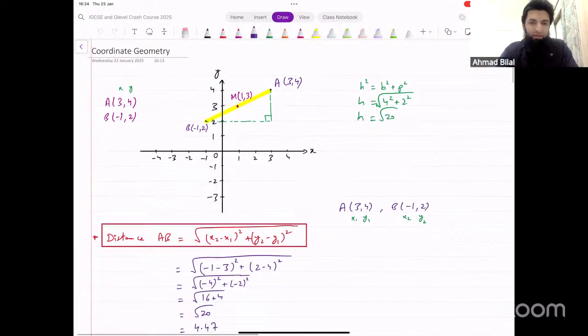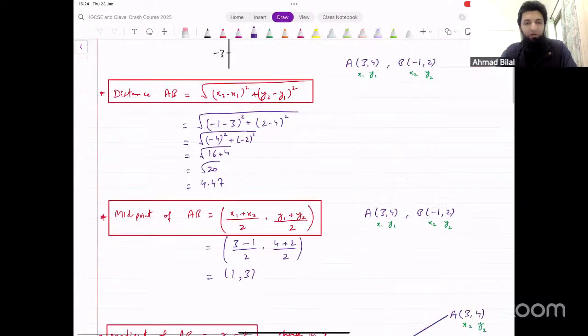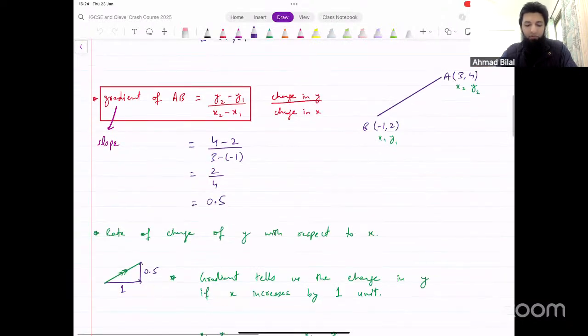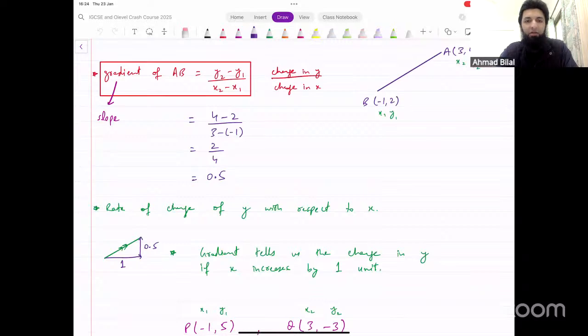Then in the last session, we started with coordinate geometry. We discussed some basic concepts. We started with how to find the distance between 2 points using the distance formula, the midpoint of 2 points, and how to find the gradient of a line joining 2 points.